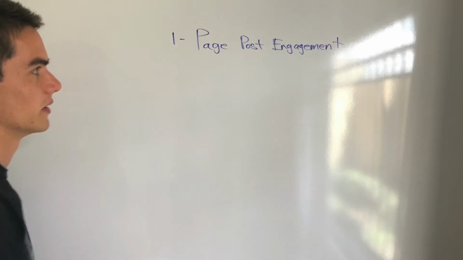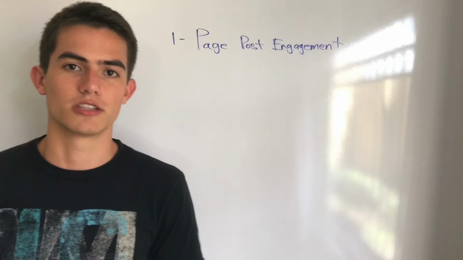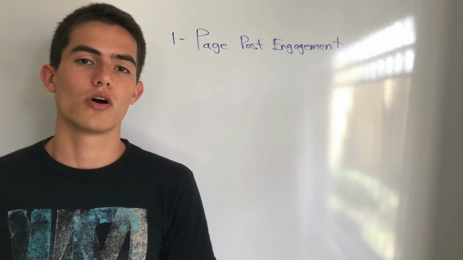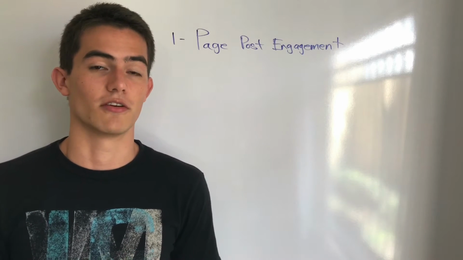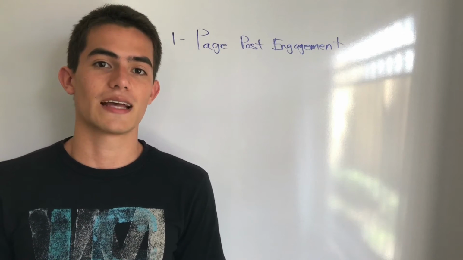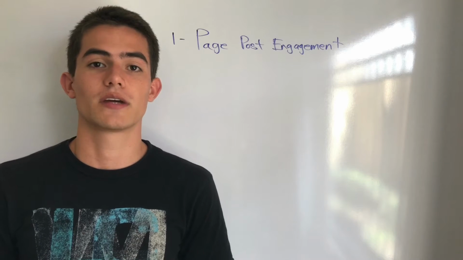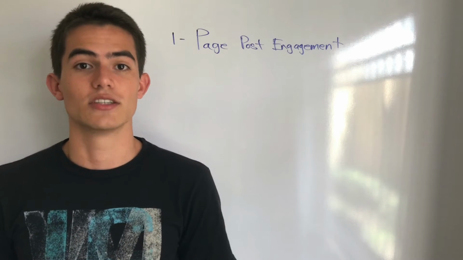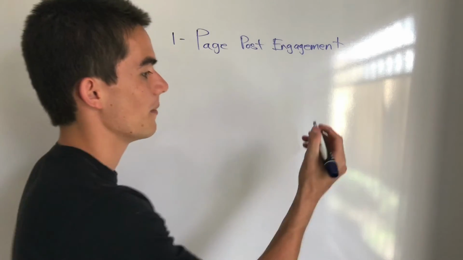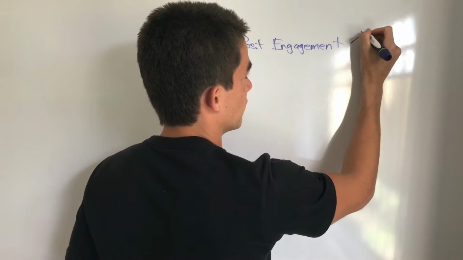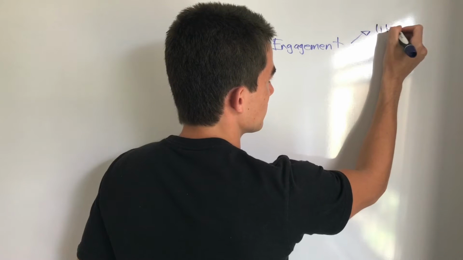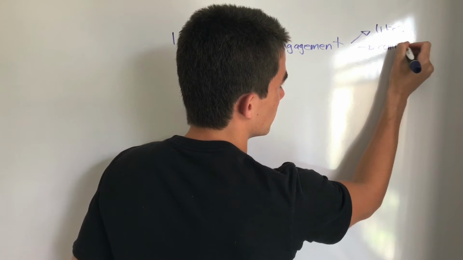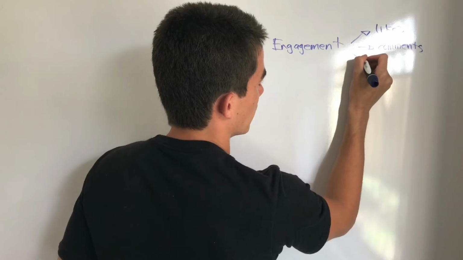Page post engagement is an objective that pretty much focuses on engagement, as the name says. So when you create a campaign and choose the objective of page post engagement, you're pretty much asking Facebook, hey Facebook, I want you to show this ad to people who are most likely to engage on my ad. So what does engagement mean? What does it involve? It involves likes, it involves comments, and it involves shares.